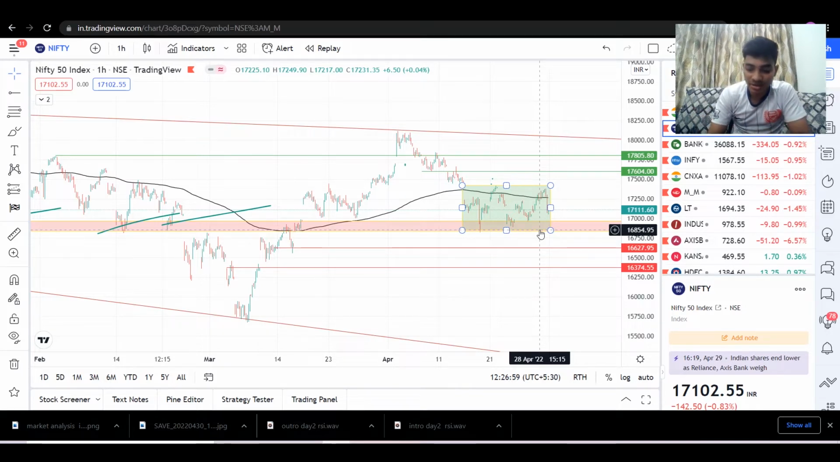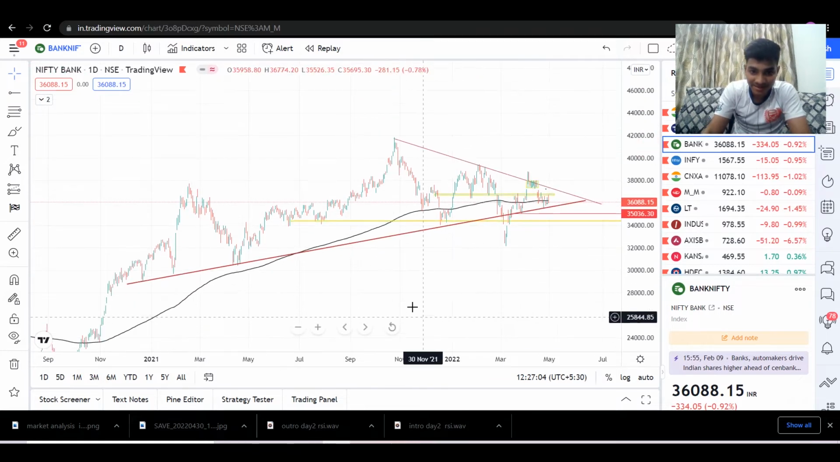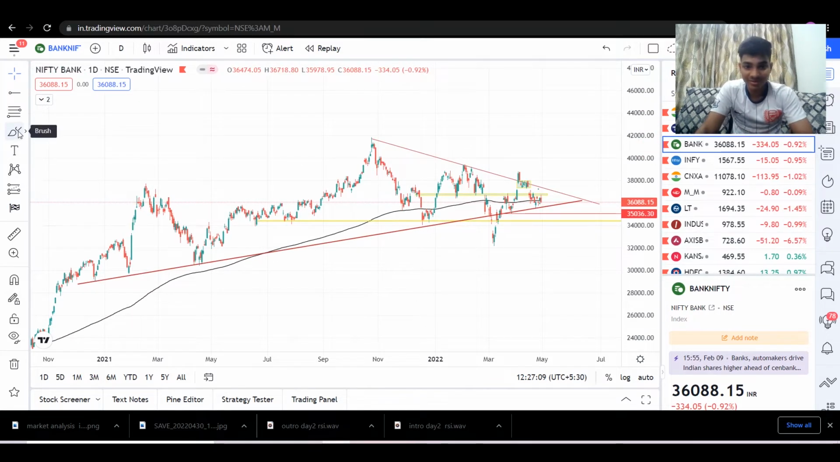All right. So that's about Nifty. Now talking about Bank Nifty. Now if I just show you Bank Nifty in a daily time frame, I can see that Bank Nifty is moving in kind of a triangular pattern.